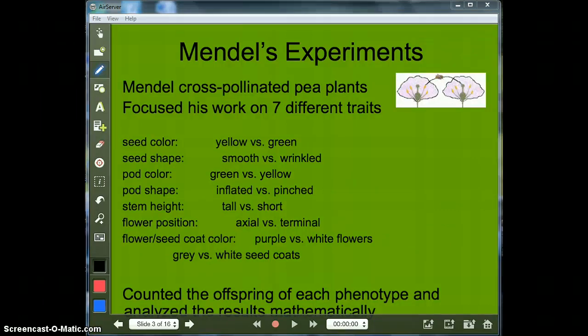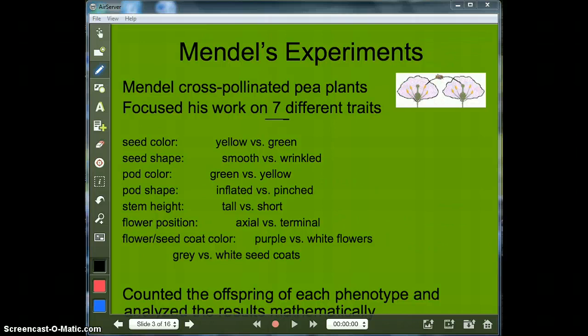In his experiments, he looked at cross-pollinating pea plants. His focus was on seven different types of traits. Seed color, if the seed was yellow or green. Seed shape, smooth or wrinkled. Pod color and pod shape, green or yellow, inflated or pinched. If the plant was tall or short, if the flower is at the very end or at the beginning. Flower and seed coat color, if they're purple flowers or gray flowers, white seed coat, all sorts of different variations.